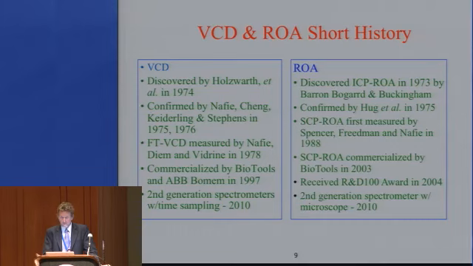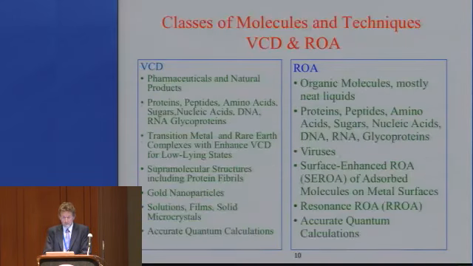and now there's a second generation. For the ROA, it was discovered by Lawrence Barron and A.D. Buckingham, and Bogaard was a postdoc, and it was confirmed by Hug in 1975. We made the first measurements of the SCP form of ROA, which was the second one I showed you, in 1988, and then was commercialized in 2003 by BioTools, and there's a new generation of instrument.